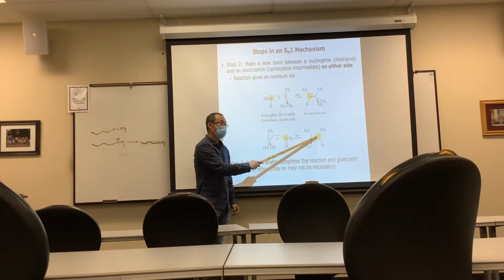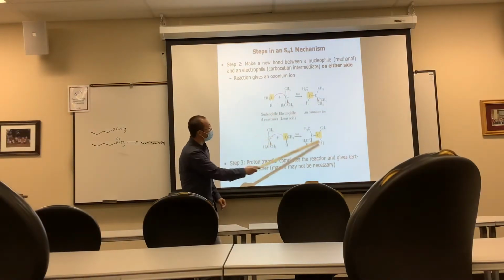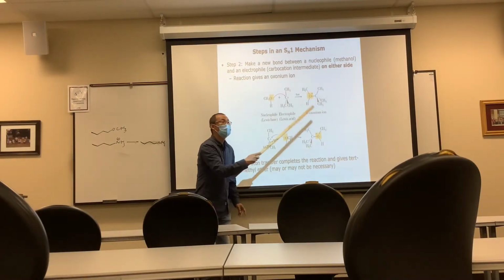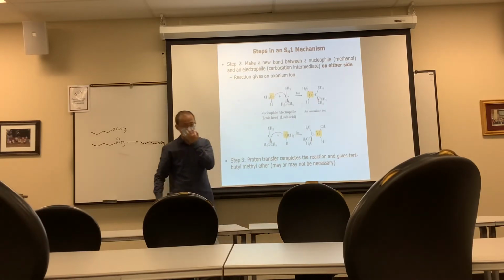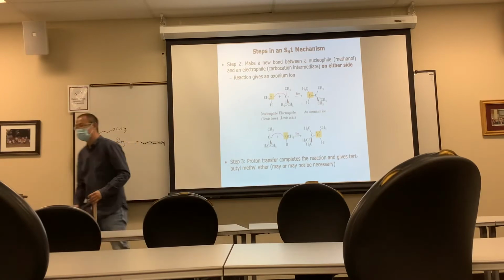An oxonium ion. And that means you have a step 3. That means what? Another alcohol needs to remove a proton to give you the final product. To give you the ether. Right? Does that make sense, guys?